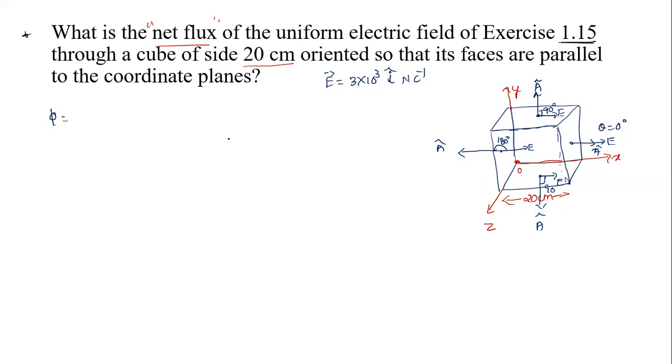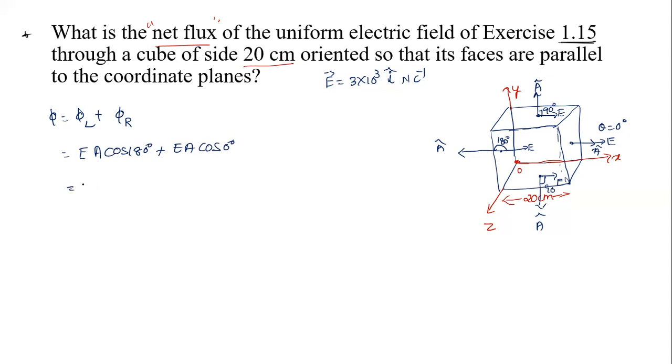Electric flux equals flux on the left surface plus flux on the right surface. That is E into area, which we need to find out. Let's say the area of each face is A, since it is given as 20 centimeter. The angle is cos 180 degree, plus for the right surface E A cos 0 degree.